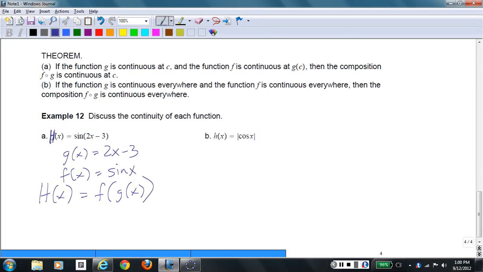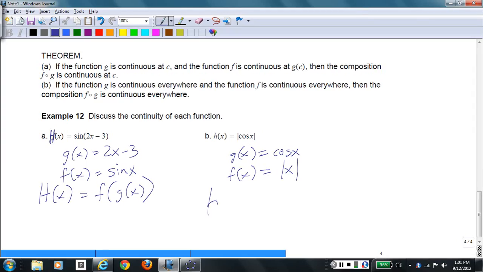Little h of x, cosine x: if we let little g of x equal the inside function, cosine x is defined everywhere, also continuous everywhere. F of x is the absolute value function. Now, what we know about the absolute value function is its graph is v-shaped, and the two pieces of the graph intersect at the origin. It's basically two linear functions, f of x equals x and f of x equals negative x, pieced together in such a way that they meet at the origin. So it's continuous certainly everywhere except 0, but it's also continuous at 0. So the absolute value function is continuous everywhere.